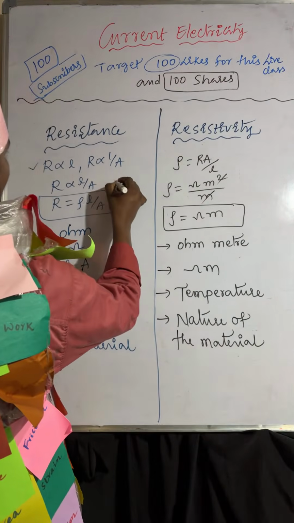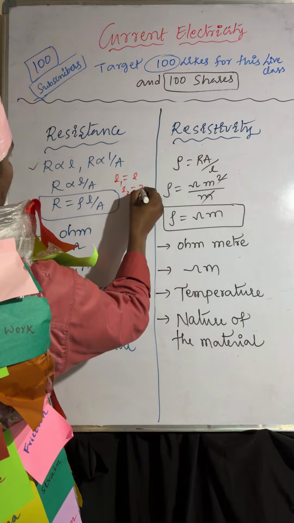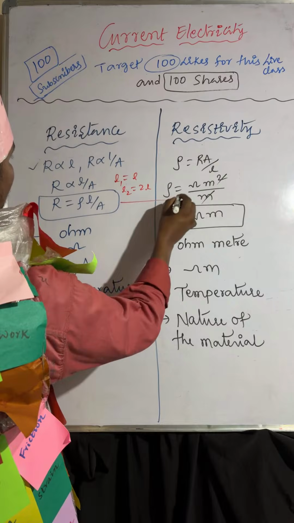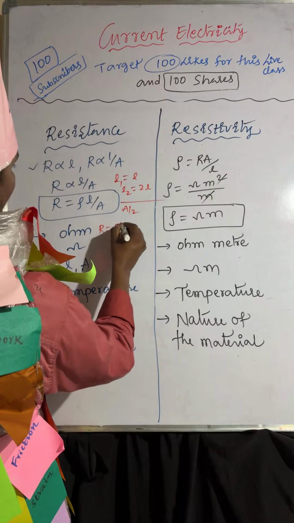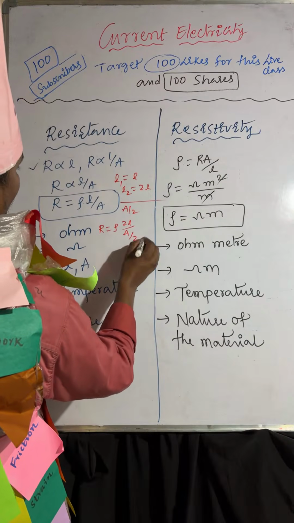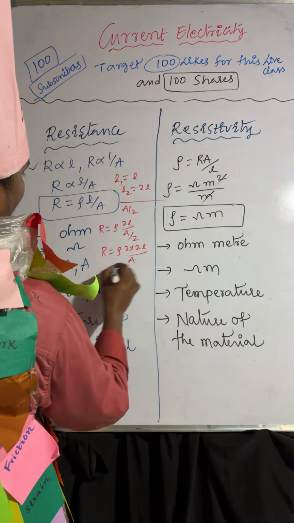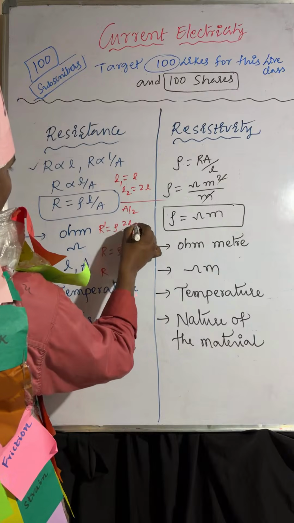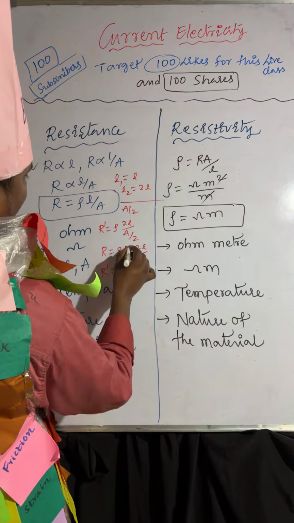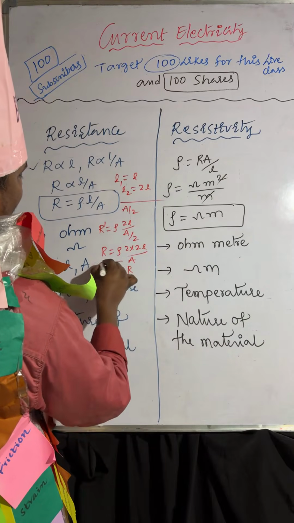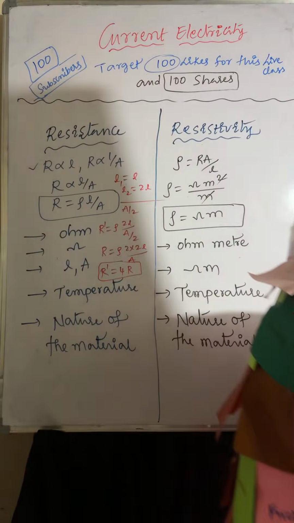Yes, you can see. If the length L1 is L, then L2 is twice. When the length is doubled, the area of the cross section is half. Then R equals rho into 2L by A by 2, which is rho into 2 into 2L by A. When you substitute 2L, it is R dash. Then R dash equals 4 into R. Is it correct? Let me know if it is correct.